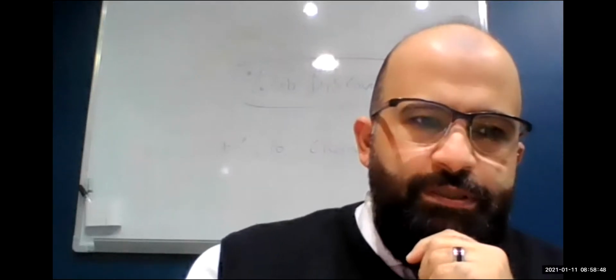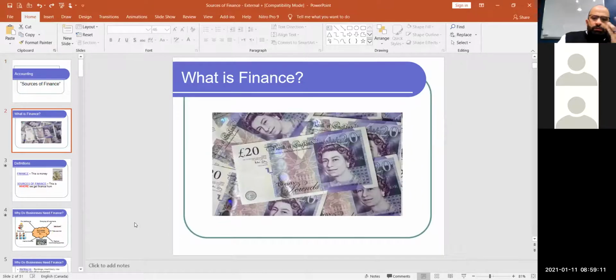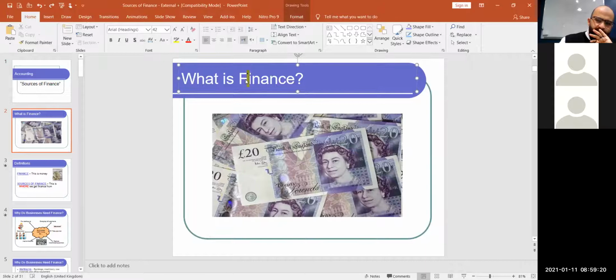In this chapter, we're talking about the sources of finance. If we are facing a situation where we want to make our business bigger, it means that we need more cash. How can we get more cash? This is what we're going to learn in this chapter. Now let's start with this question. What do we mean by the word finance? Anybody? What do we mean by this word, finance?